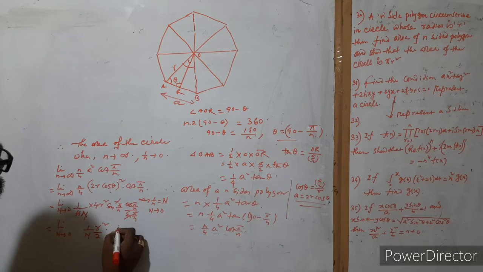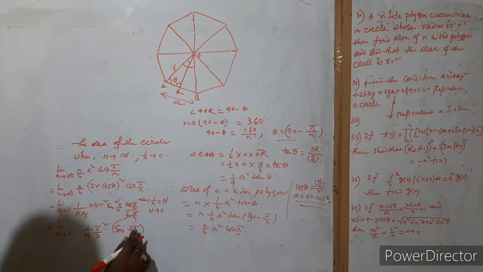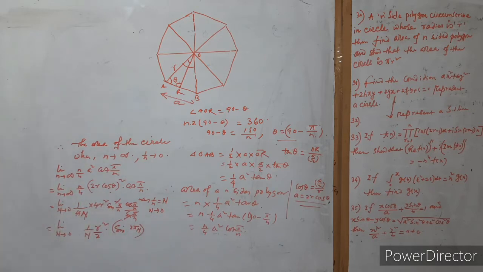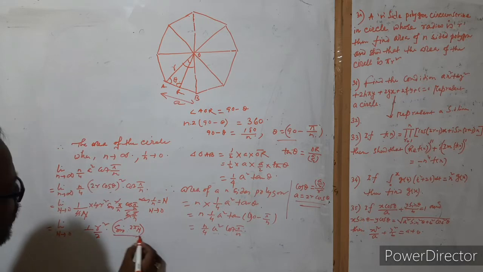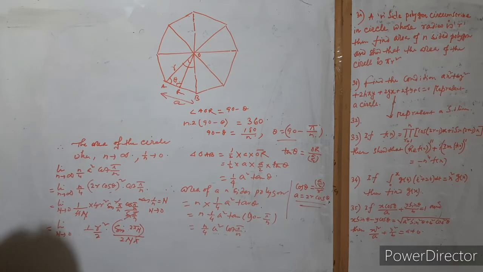Then this is by 2, and sine 2 pi by n. So this is 2 pi N, so this is 2, and this is pi. So this is here pi, and this whole thing is 1, so pi r square.